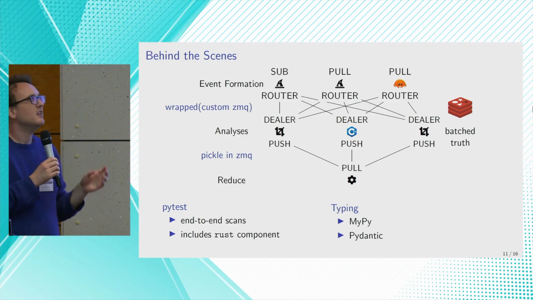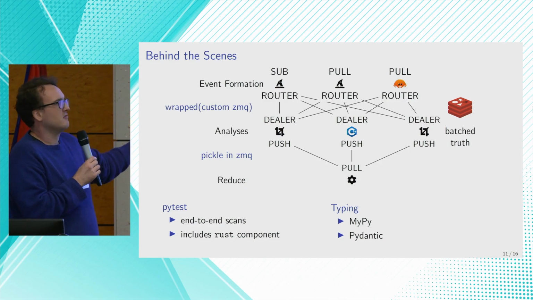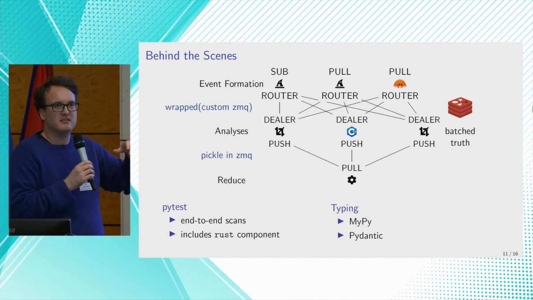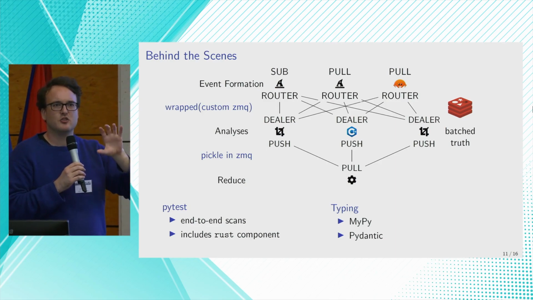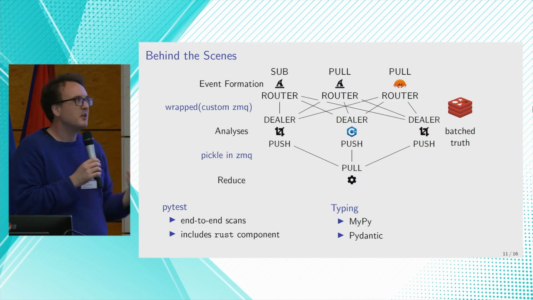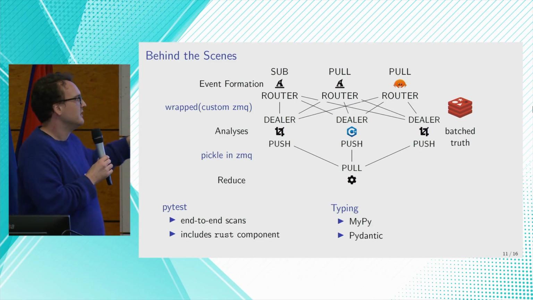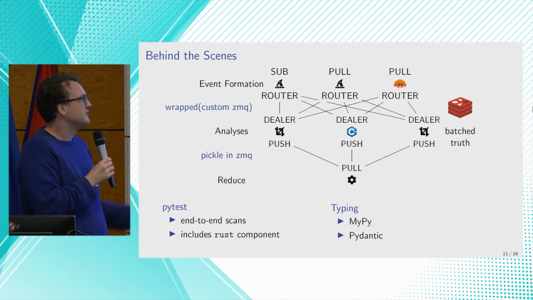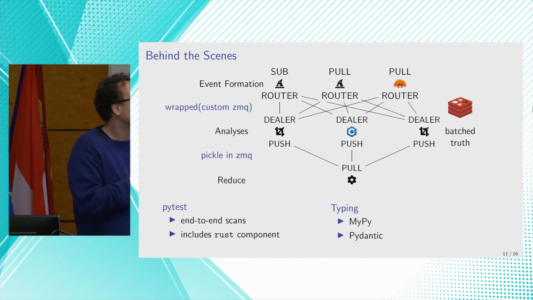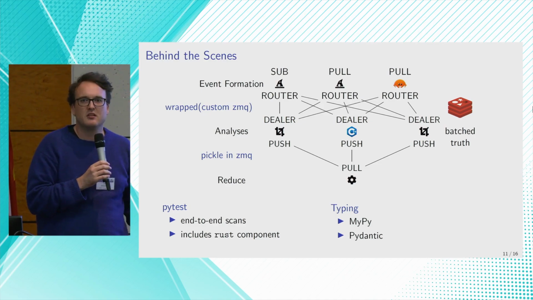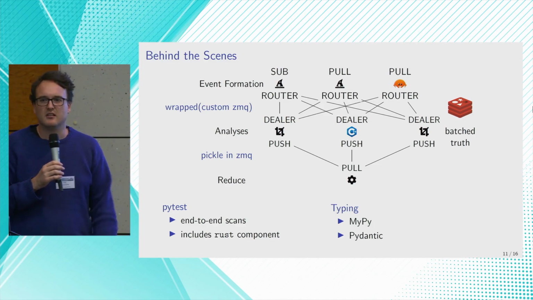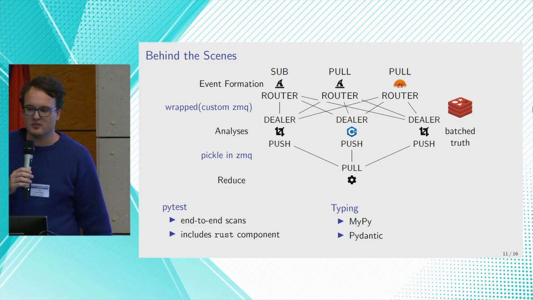And of course, like yesterday, someone mentioned that you should build very robust infrastructure and then put very fragile code on top. The infrastructure is very heavily tested. The whole thing has end-to-end PyTests, including also the Rust components, and it's strictly typed, so all the messages are validated using Pydantic.